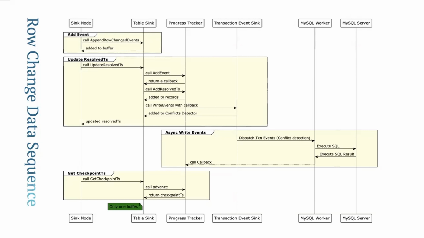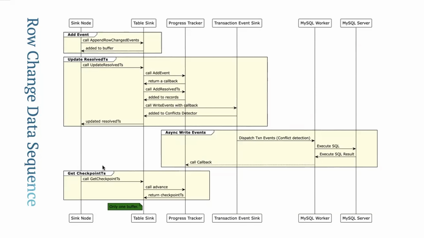And the third part is the async write events part. When the conflict detection is done, the MySQL sync will execute the SQL statement and handle its SQL result. Then it calls the callback method from the progress tracker to notify the progress tracker this specific event is written to the TiCDC system. You can update some information about this specific event.